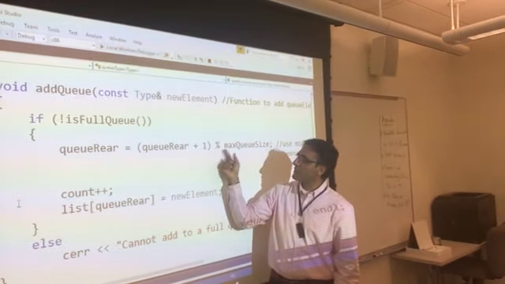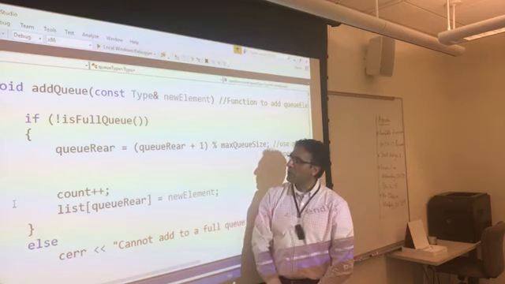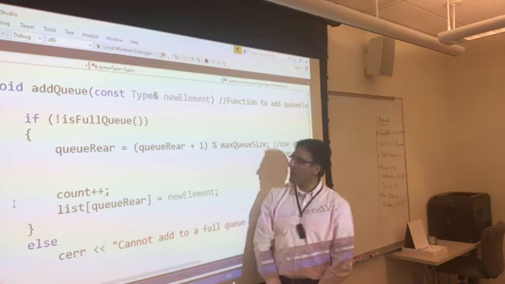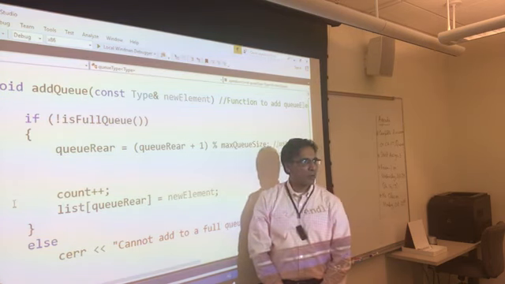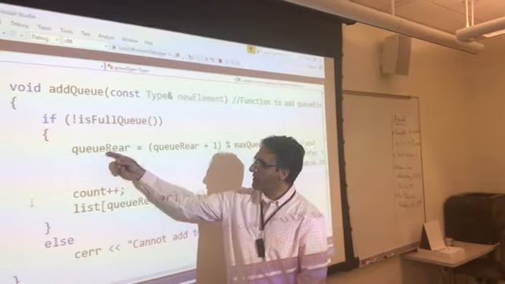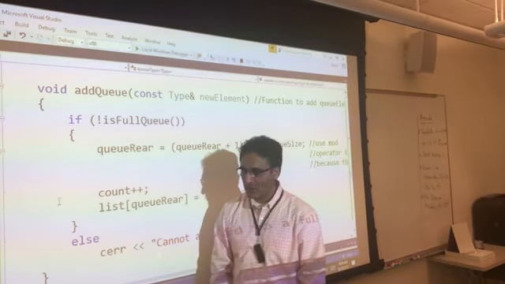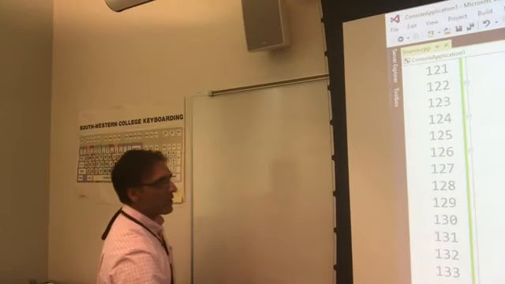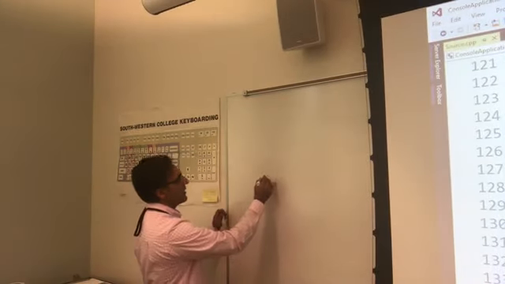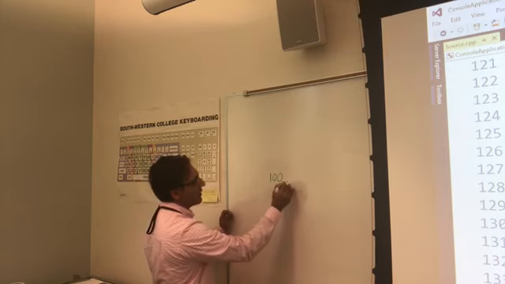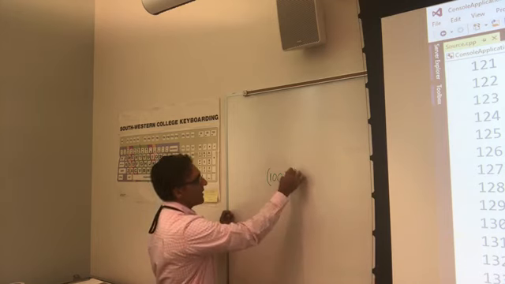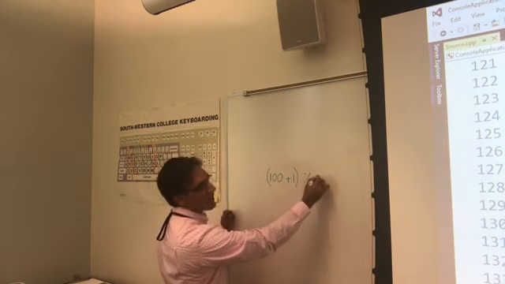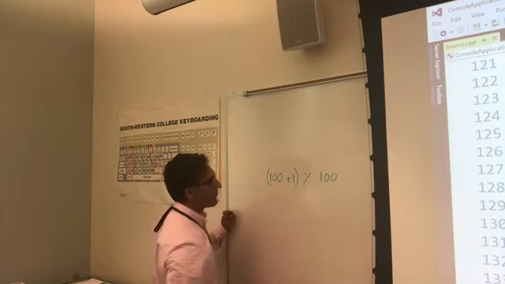then what exactly is happening here? Queue rear plus 1 modulus maximum queue size. This is a strange kind of code, and I'm trying to assign that to the queue rear in this case. What exactly is happening here? So for example, if my queue rear is 100, plus 1 makes it 101. And then I say modulus maximum size is 100.